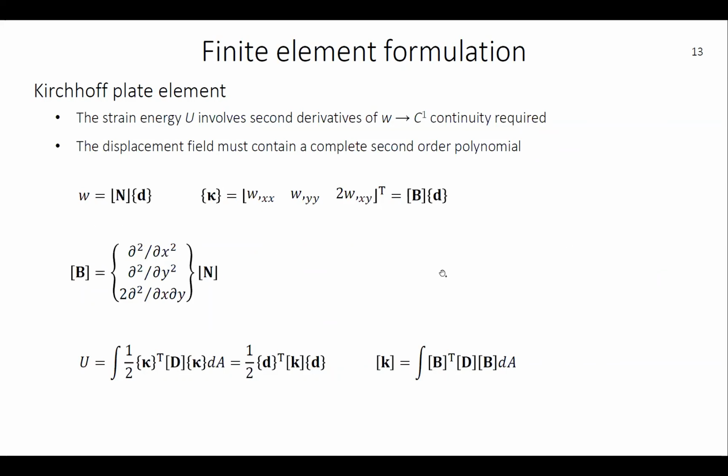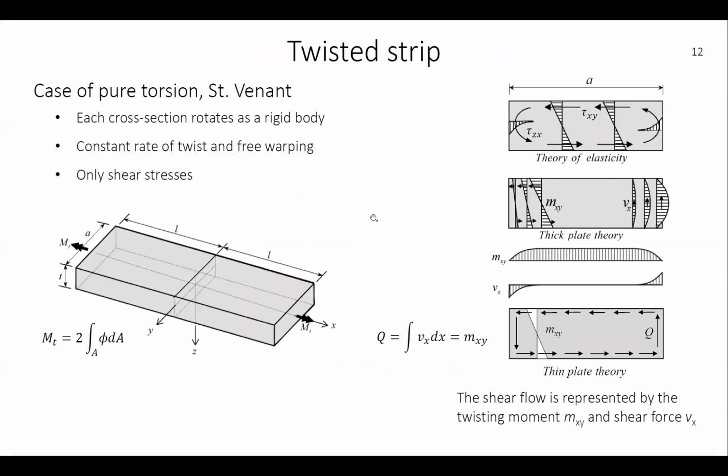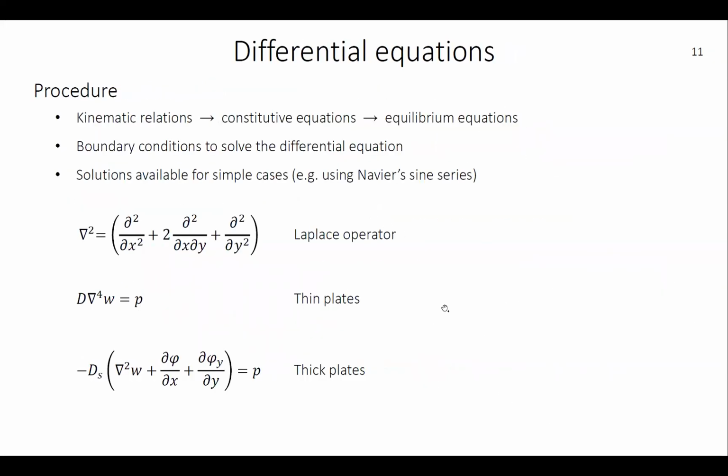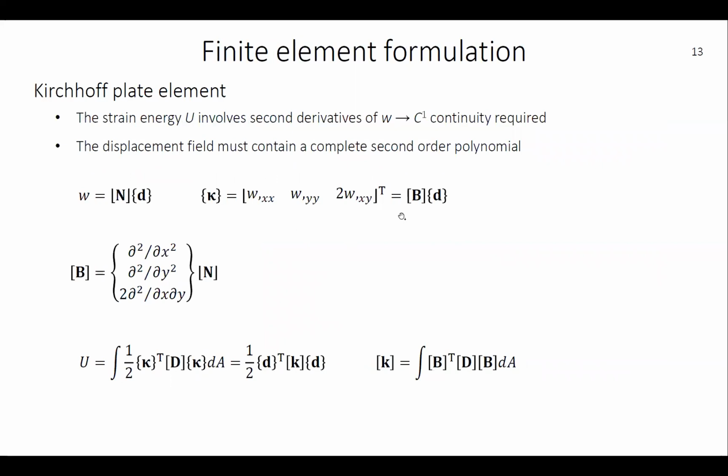So the general concept is the same as for other elements, but here we define the curvature as the second order derivatives. Prime here is the derivative, so this is the second order derivative of x and y and this xy. Similar to what we saw from the differential equations. So it's just the same as this Laplace operator. And this will form our B matrix, the strain displacement matrix, given the displacement vector D.